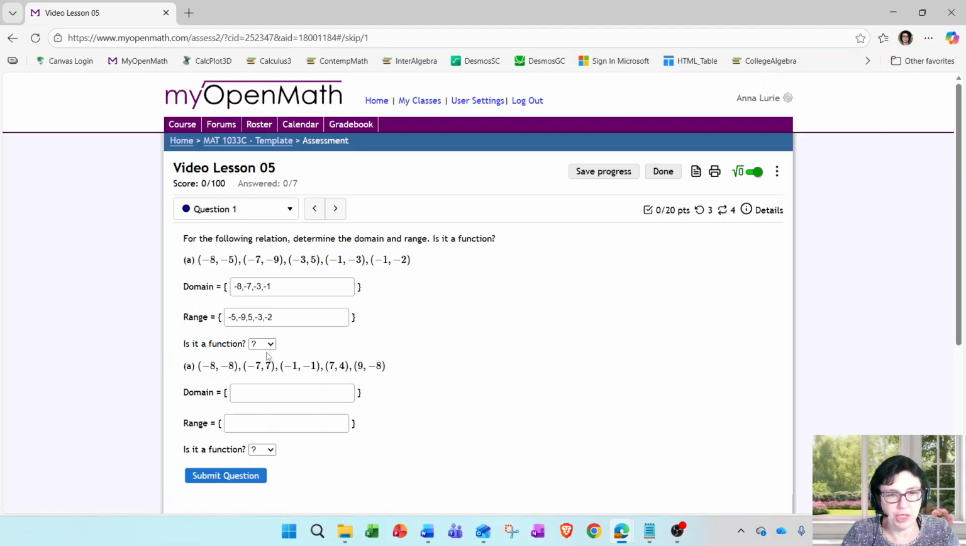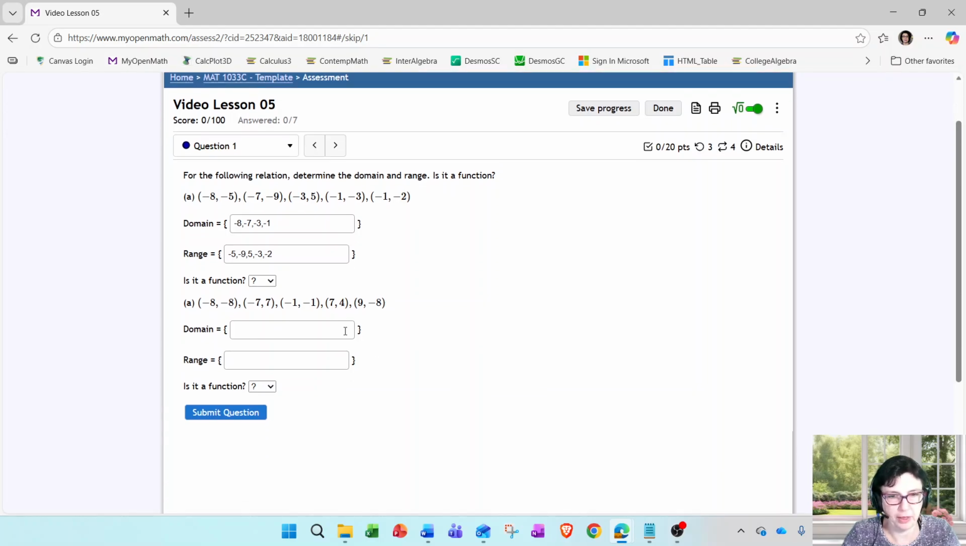Now, I'm going to skip this. Is it a function for now? So not going to talk about that. We'll talk about that in a second. I want to do also part B, which should say B, not A. I'm going to fix that.